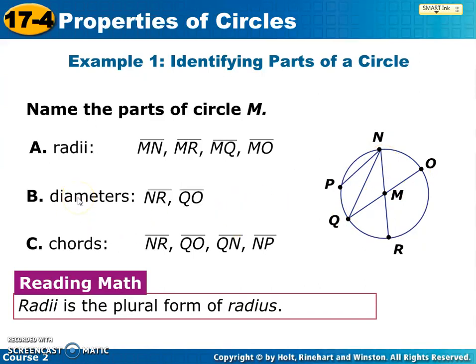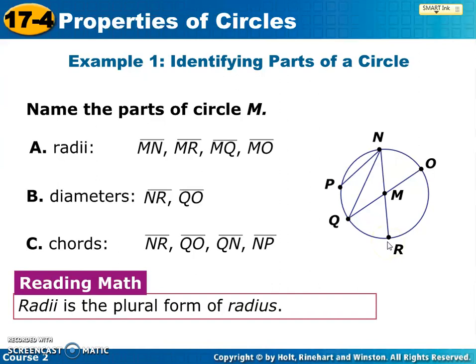Let's look at diameters. From our definition, we know our diameter goes from one side of the circle to the other, and it has to go through the middle. So we have to go through point M. From one side to another, that's how we're going to label it. So this is line segment NR. It goes through point M. We label it by its endpoints. Segment NR is a diameter.